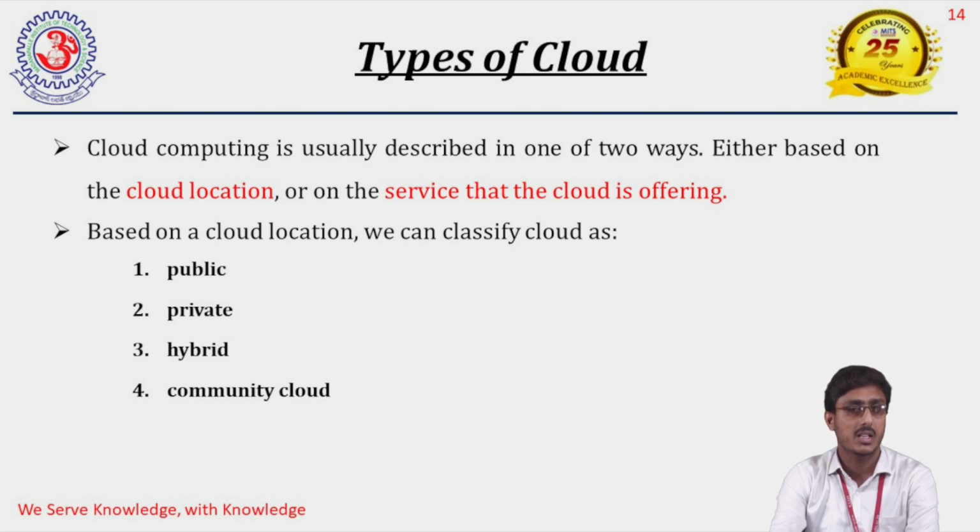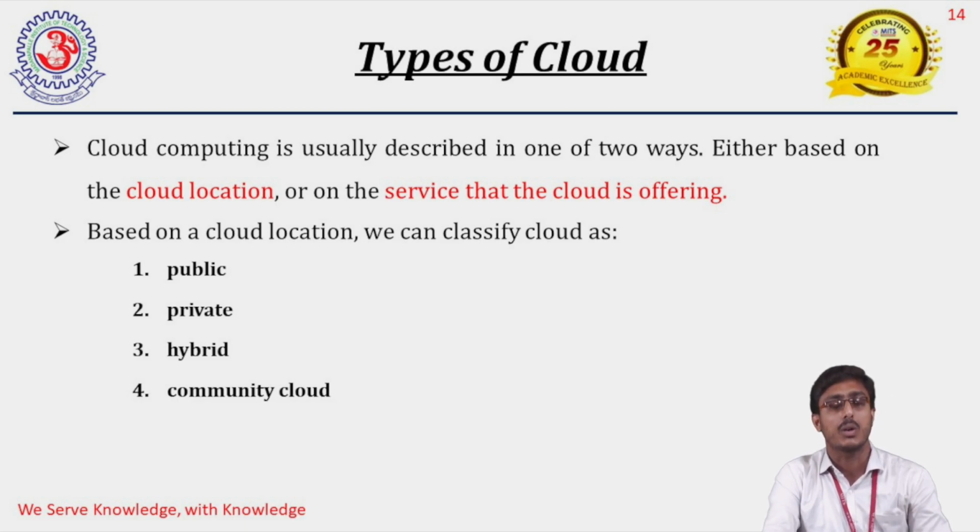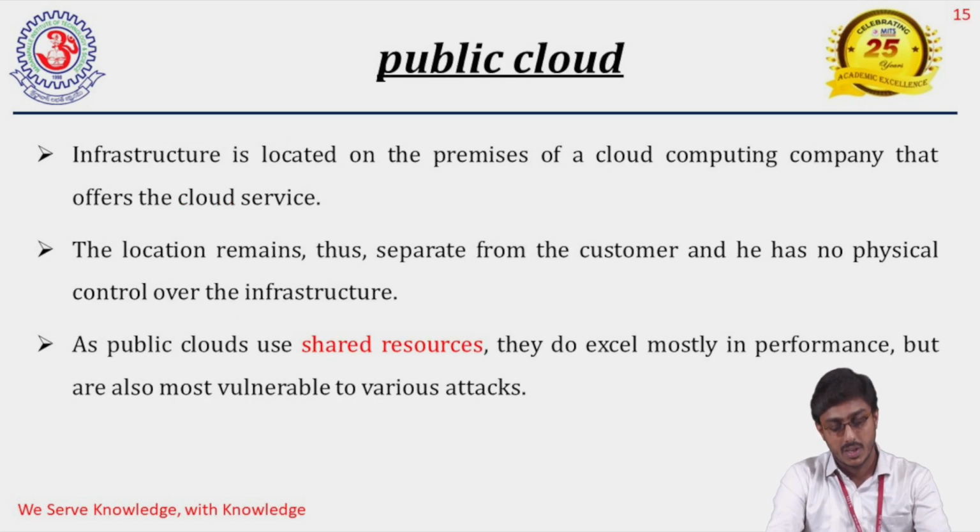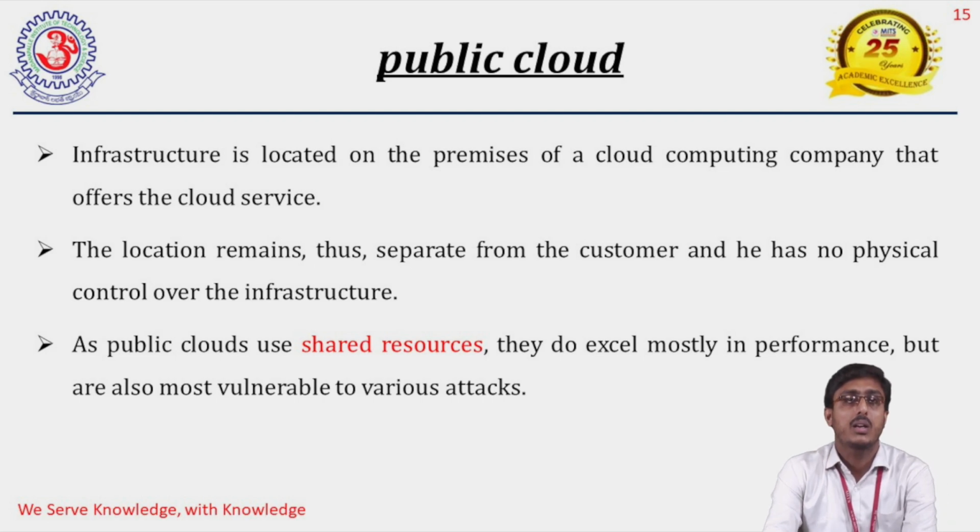Previously we discussed services, right? Infrastructure, platform, software. And these are public, private, hybrid. This comes under the types of cloud, meaning based upon the cloud location. We can see the details one by one. Yeah, first we can look at the public cloud.